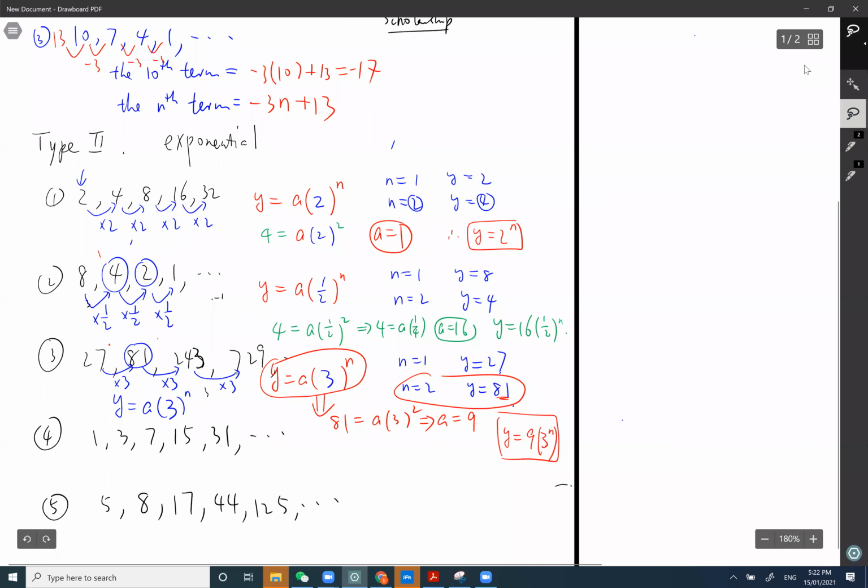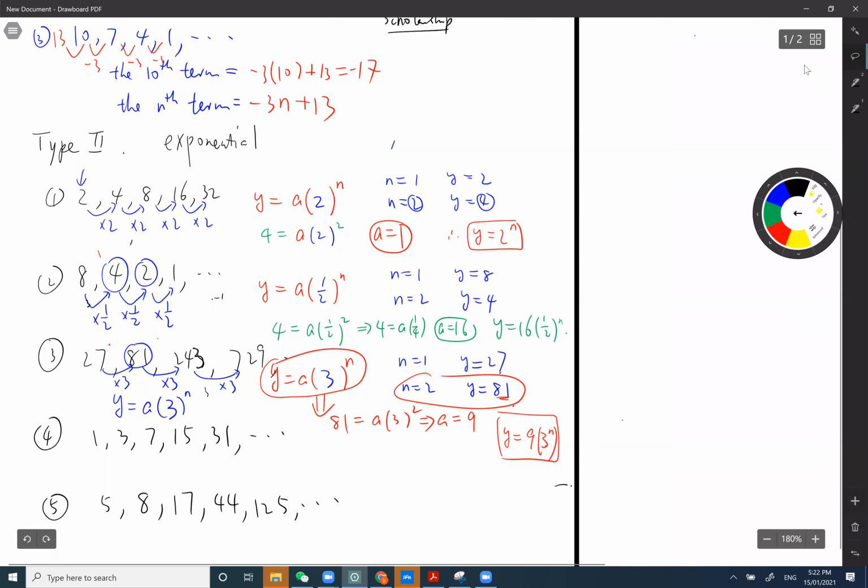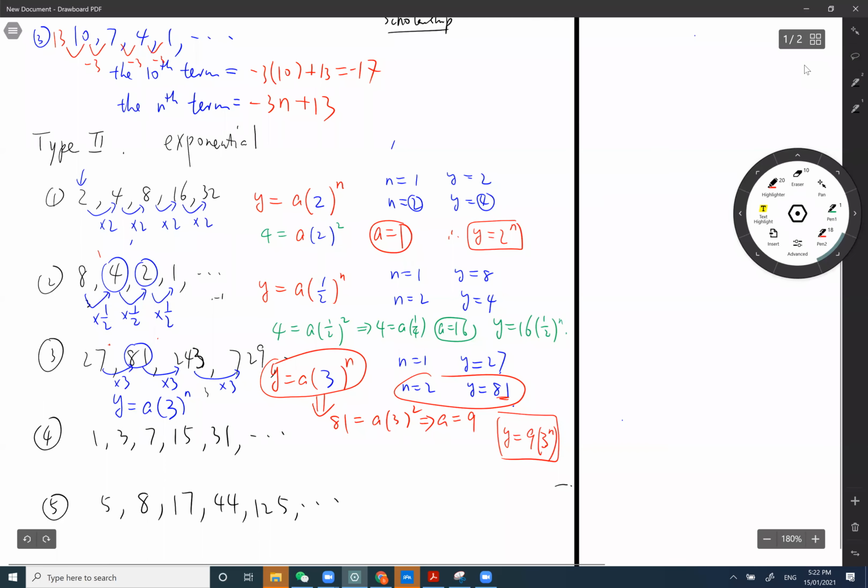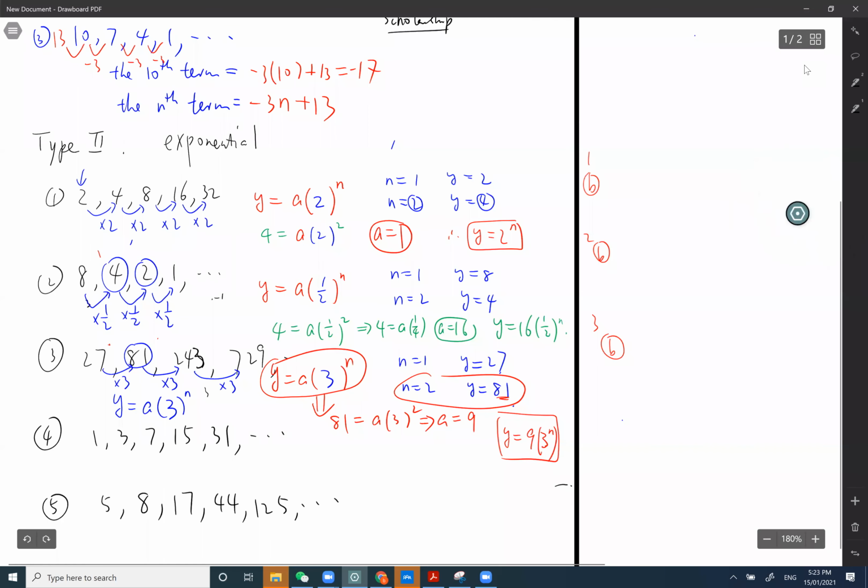1b. We all find the formula. 1b. A. 1b. 2b. 3b.